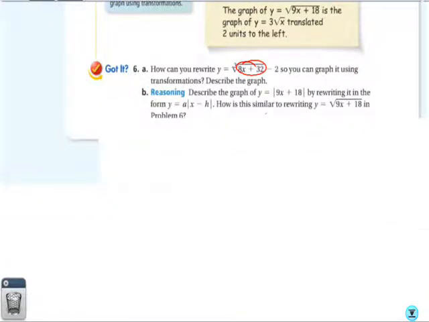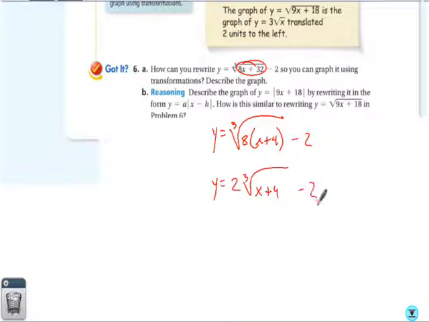We're going to make it look like this. Y equals the cube root of 8 and then x plus 4. Okay, and then we still have this minus 2 outside. We can take the cube root of 8, which is 2. And then all that's left inside is x plus 4. And then from there, we should be able to do it. It says describe the graph. That graph has been translated 4 units left and 2 units down. And then, of course, it's also been stretched by that 2. Okay.